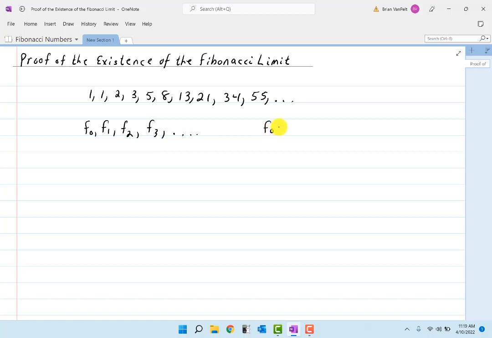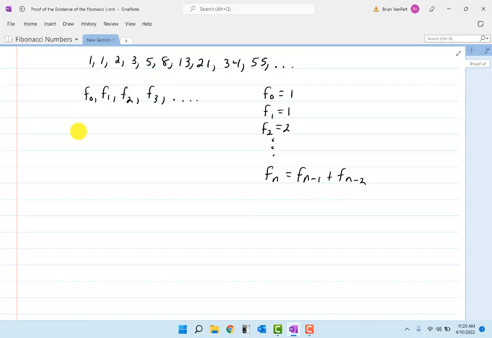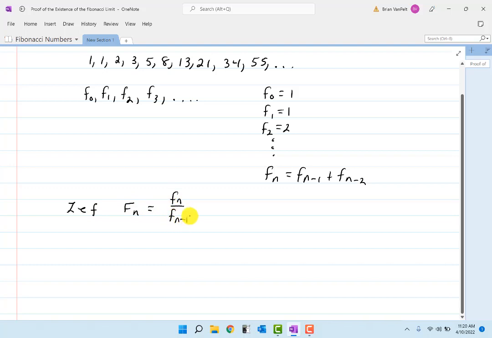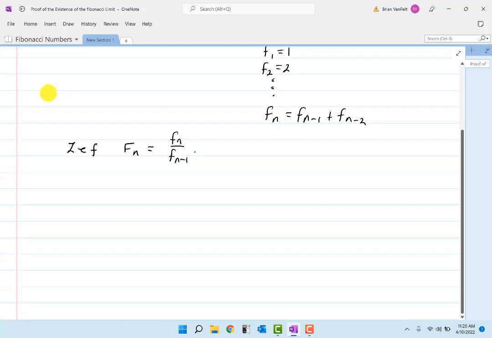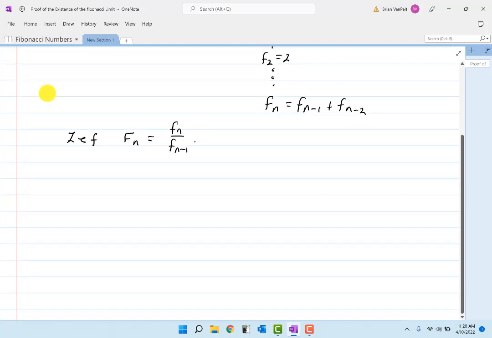So we have F0 equals 1, F1 equals 1, F2 equals 2, and then whenever you do F sub n, that'll equal F sub n minus 1 plus F sub n minus 2. So that's the defining characteristic of this sequence. Now, let capital F_n equal little f_n divided by little f_{n-1}. Then the capital F_n's form a sequence.